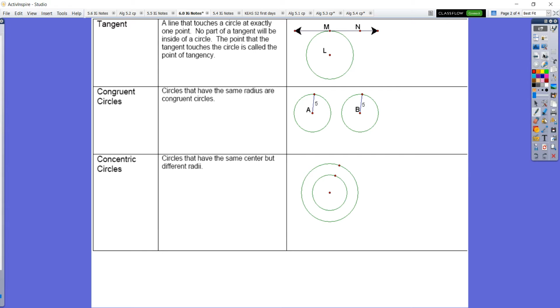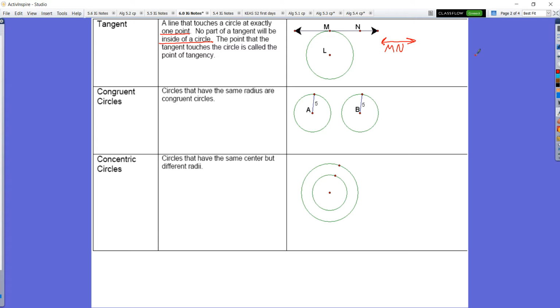Another thing on a circle is a tangent. A tangent looks like this right here. It is when a line touches one point on the circle and no part of the tangent ever goes inside of the circle. We would name it as line MN, and we draw a little line symbol above that to name the tangent. It never goes inside of the circle.